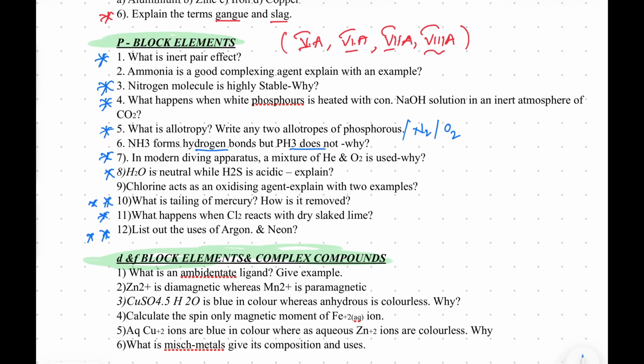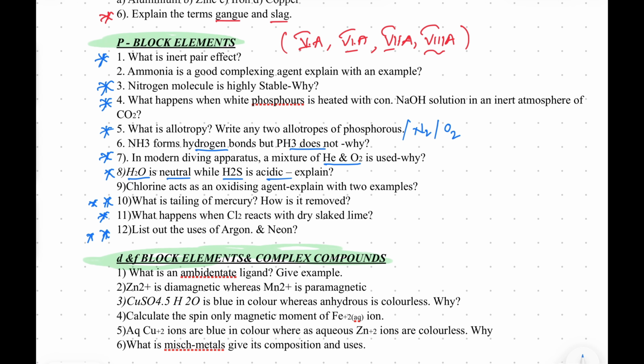Next, in diving, a mixture of helium and oxygen is used. Why? We know this answer. Okay, that is very important. Next one, based on hydrogen bonding, H2O is neutral while H2S is acidic. Explain. So basically based on the trends of groups, hydrides of the 6A group elements, down the group acidic nature increases. Water can donate a lone pair of electrons. That is a base. Okay, we know all these things.